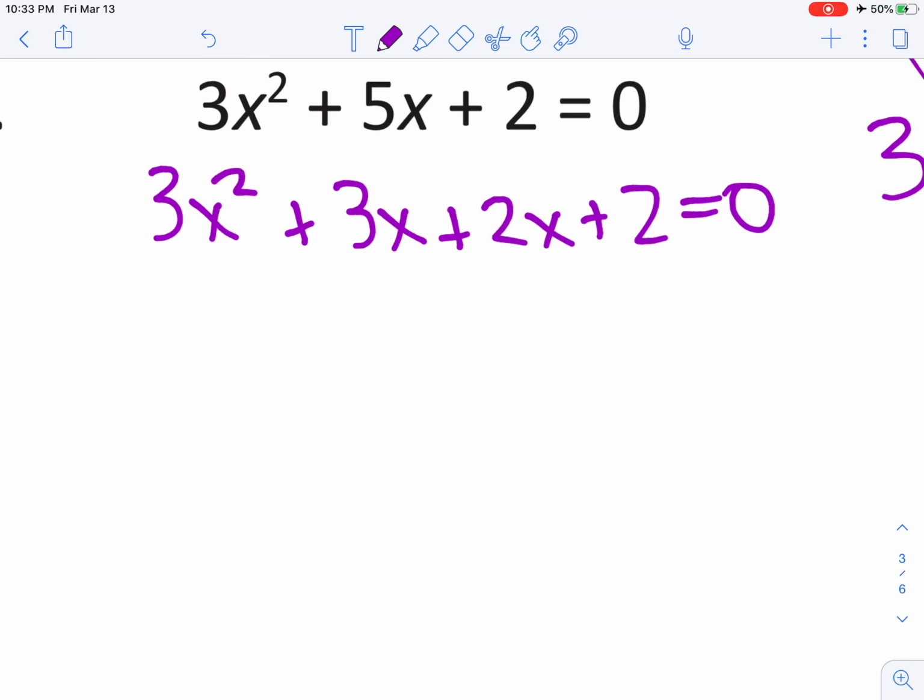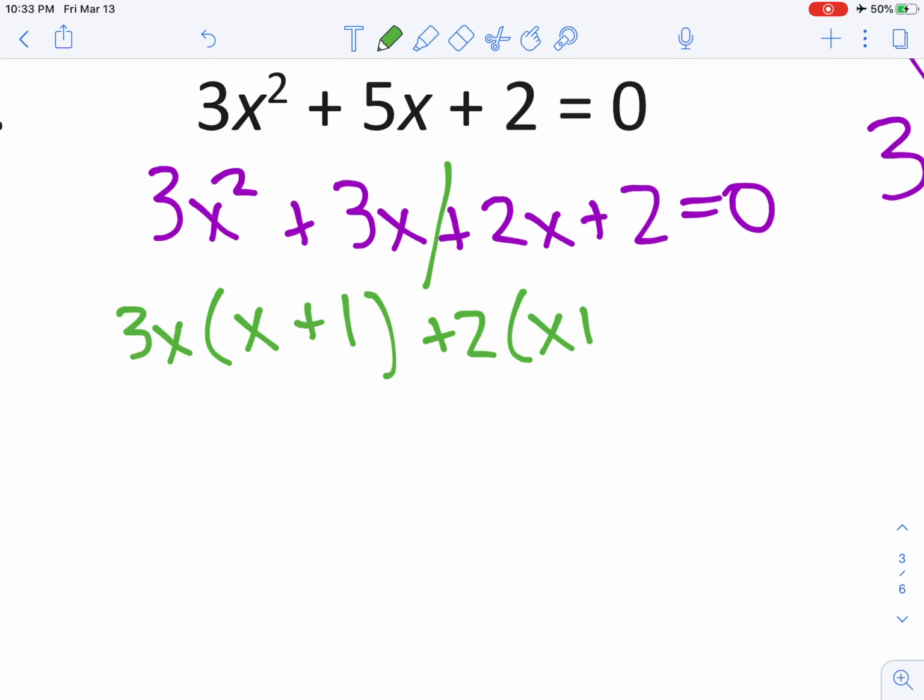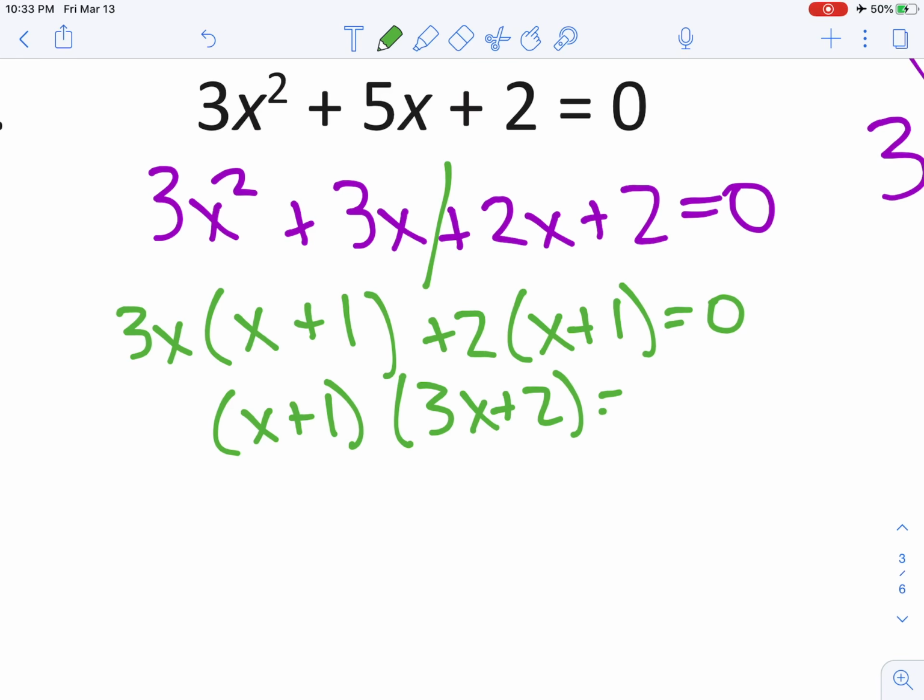Ooh, doesn't equal y this time. It equals 0. So I'm going to have to do some solving with this. So I cut it here, take out a 3x, and I get x plus 1. Over here I take out a 2, and I get x plus 1. Are the two sets of parentheses the same? Yes, so I just write them down. 3x plus 2.